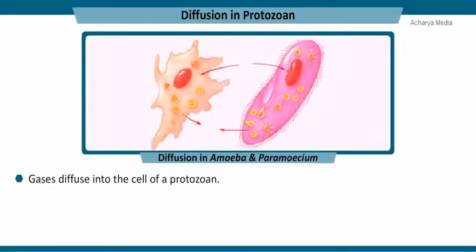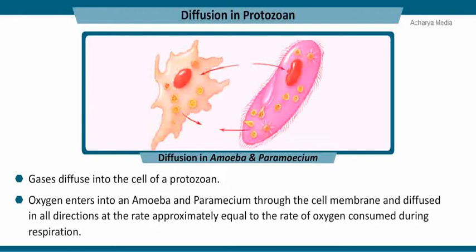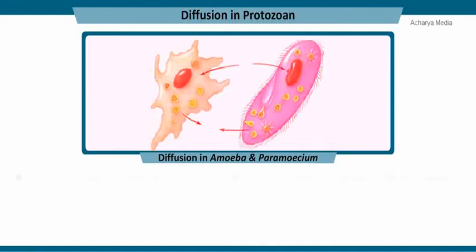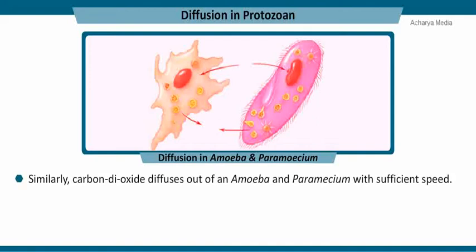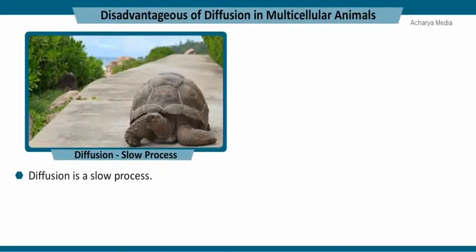Gases diffuse into the cell of a protozoan. Oxygen enters into an amoeba and paramecium through the cell membrane and diffuses in all directions at a rate approximately equal to the rate of oxygen consumed during respiration. Similarly, carbon dioxide diffuses out of an amoeba and paramecium with sufficient speed. Diffusion of oxygen makes the animal survive, and expulsion of carbon dioxide prevents the accumulation of harmful substances within the cell. Diffusion is a slow process.